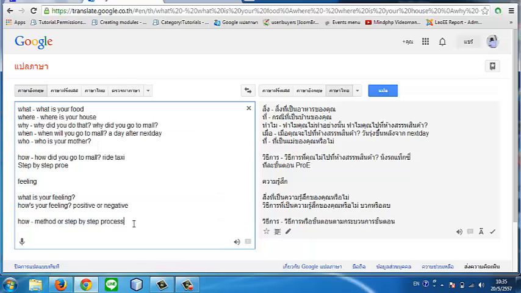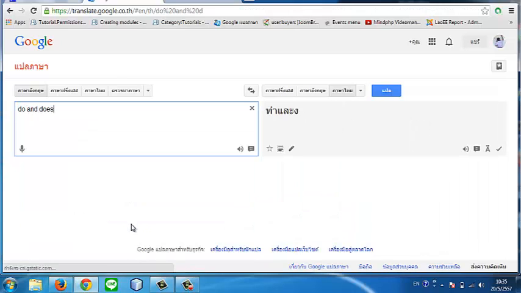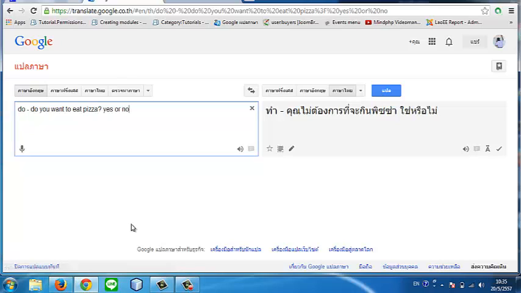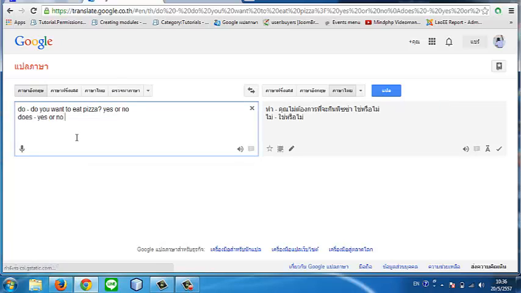We also have do and does. When we use this in questioning, do is used when you want it answered by yes or no, like do you want to eat pizza? It is answerable by yes or no. Does is used when the answer must be yes or no also.